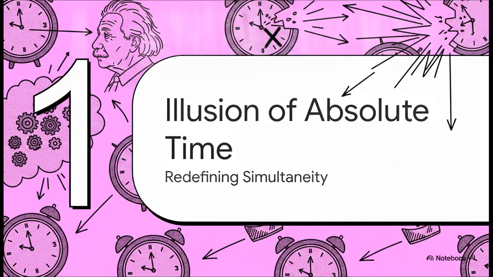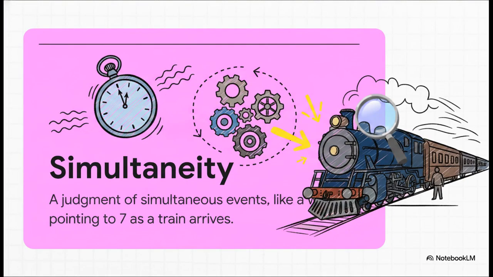All right, starting right off with section 1, the illusion of absolute time. To ground all this abstract math, Einstein actually uses an incredibly ordinary everyday event. He points out that any mathematical description of motion is pretty much meaningless unless we agree on what time actually is. So he defines time strictly as a judgment of simultaneous events. Like, if you say, hey, that train arrives here at 7 o'clock, what you are physically saying is, the pointing of the small hand of my watch to the 7 and the arrival of the train are simultaneous events.